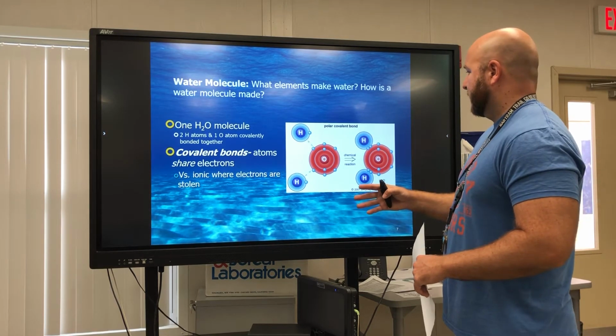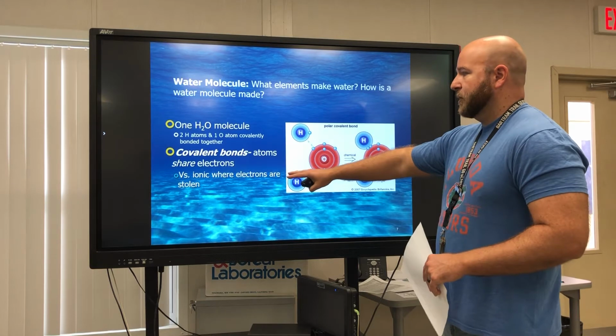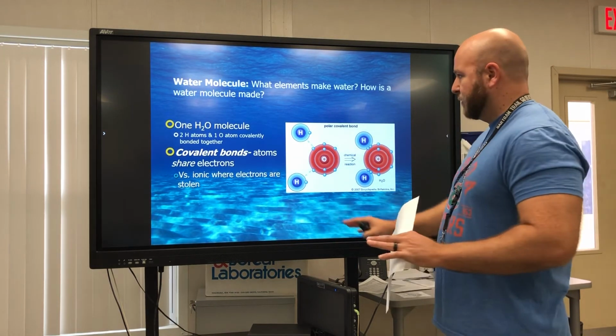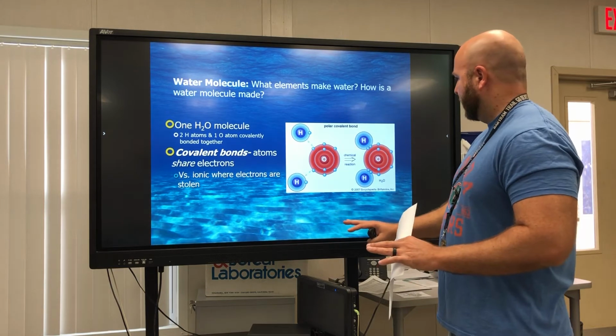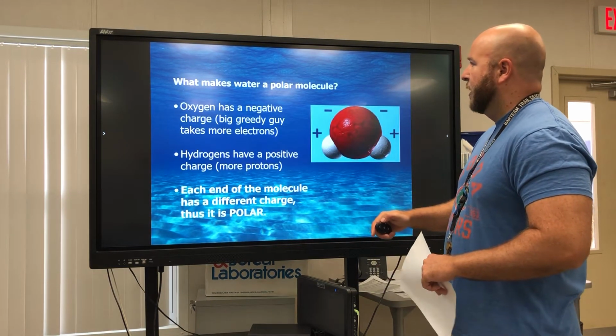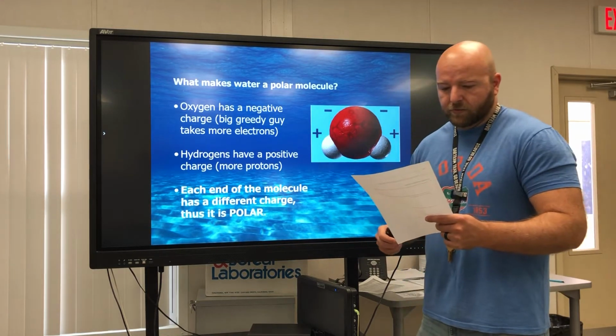Let's see. Yeah, we just mentioned covalent bonds here. This is where atoms share electrons. There aren't going to be any questions on the test related to that, and so I'm going to skip going into much detail there. What makes water a polar molecule?